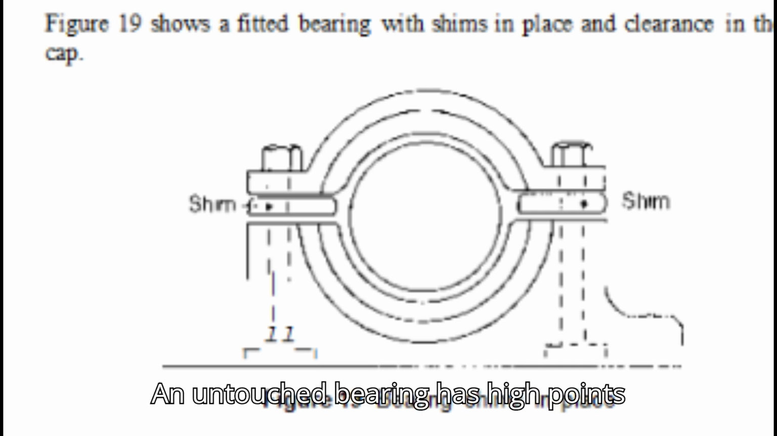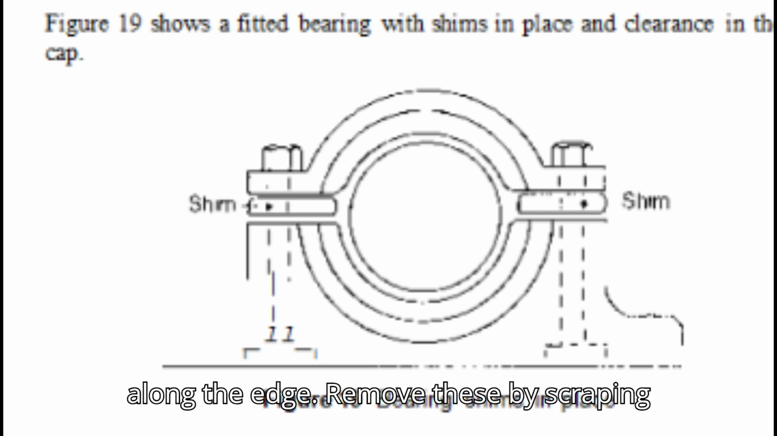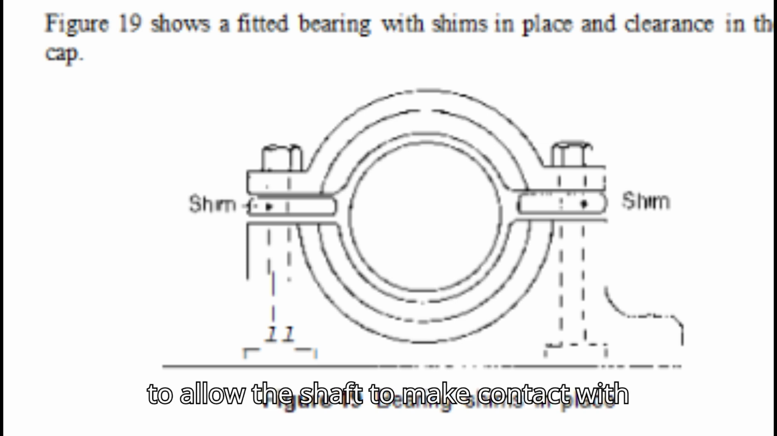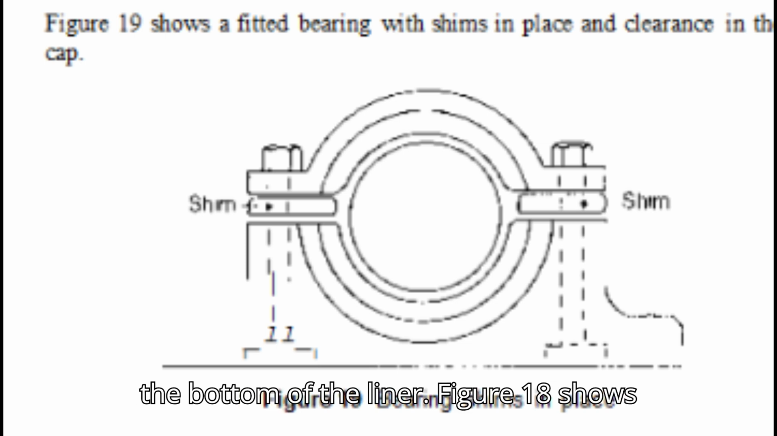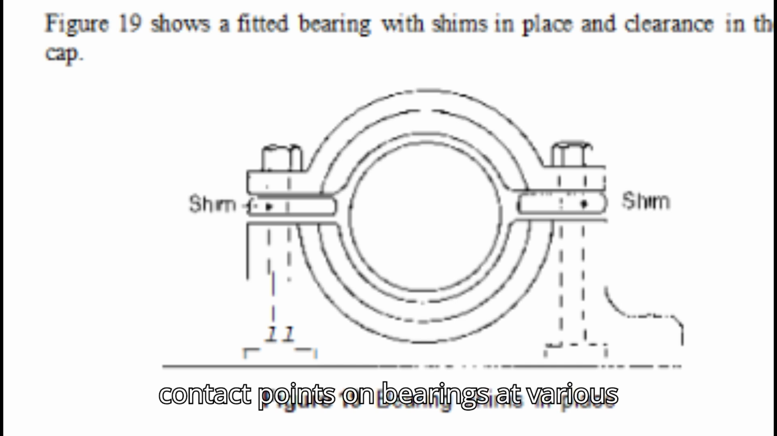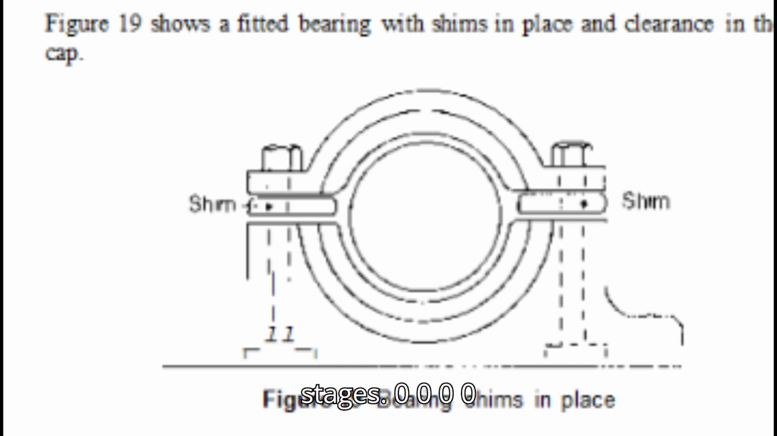An untouched bearing has high points along the edge. Remove these by scraping to allow the shaft to make contact with the bottom of the liner. Figure 18 shows contact points on bearings at various stages.